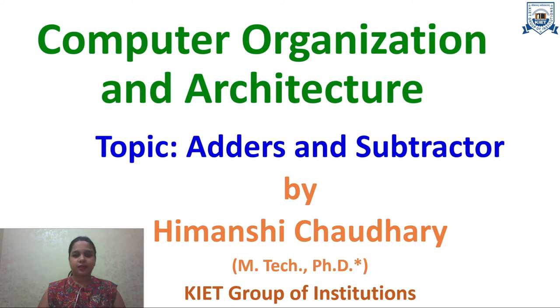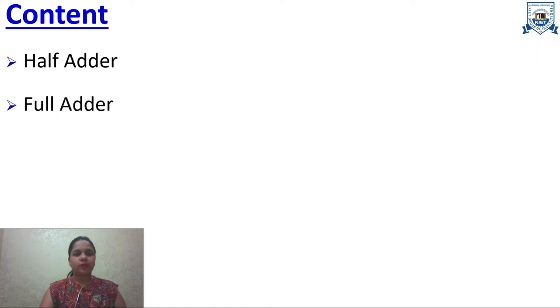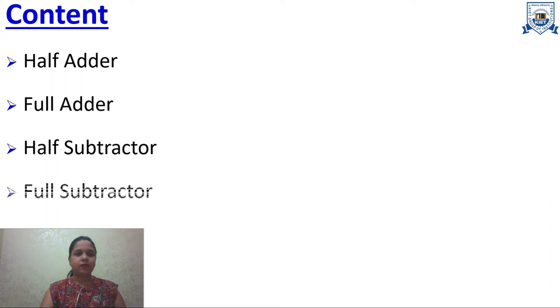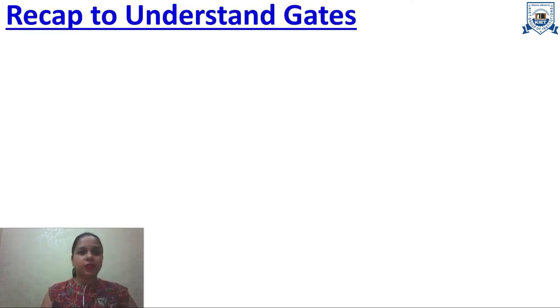Let's get started. First of all, we will see the content that we are going to study. So our content is half adder, full adder, half subtractor and full subtractor. These all digital circuits are categorized under combinational circuit. Now to design combinational circuits, we must know the gates.